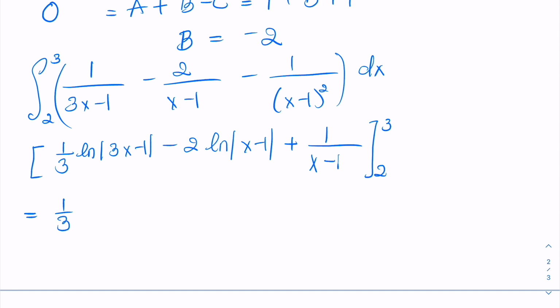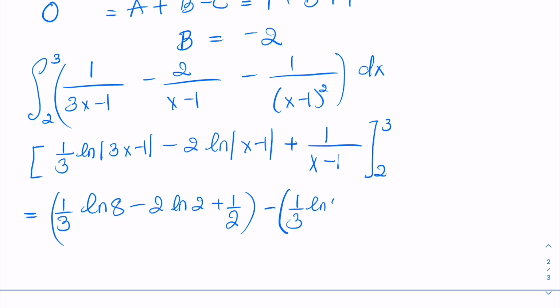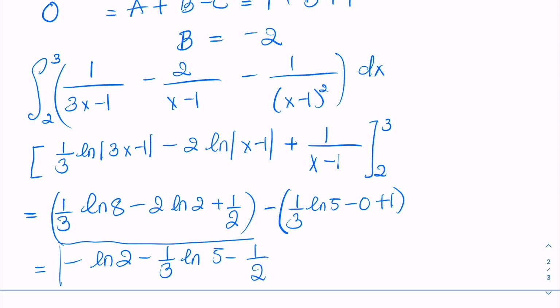So it's going to be 1/3 ln 8 minus 2 ln 2 plus 1/2. Now we're going to take care of the second part. So 1/3 ln 5 minus 0 plus 1. So if I simplify it, I end up with negative ln 2 minus 1/3 ln 5 minus 1/2. And I'm just going to leave my answer in the exact form like this.